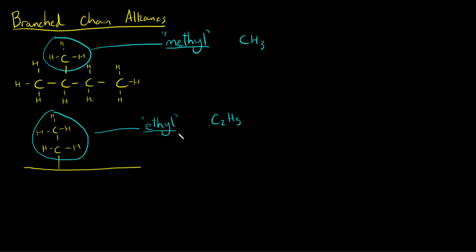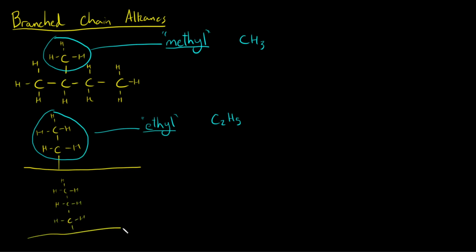99% of the time we are going to come across and work with methyl branches. Occasionally we'll get an ethyl branch, but most of the time it's going to be methyl branches. And on a very, very, very rare occasion, if you had a branch with 3 carbons on it, then that would be a propyl branch.